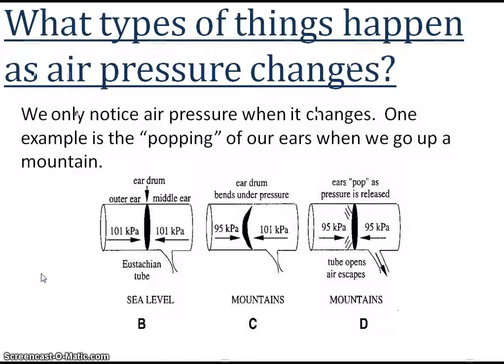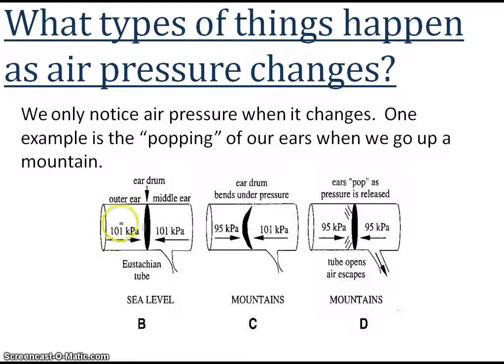So what types of things happen as air pressure changes? One of the ways we experience this in everyday life is when our ears pop. And that happens different times when we go up a mountain or down a mountain. If you've ever been on an airplane, you felt this change in pressure. And sometimes even when the weather changes, you'll have a change in pressure and you can feel it. And we only notice air pressure then when it changes, and that's the popping in our ears.